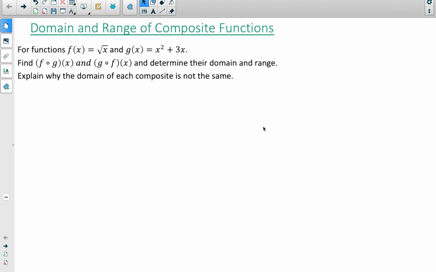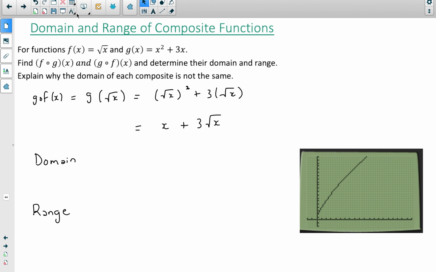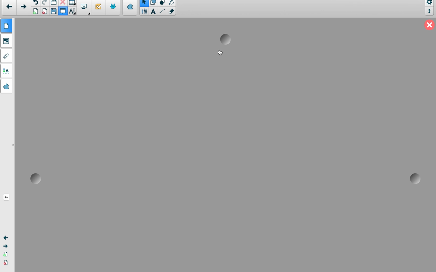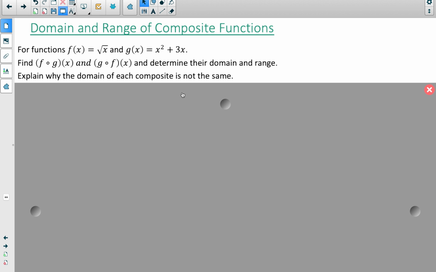I would encourage you to pause and try this question. I'm going to go through both compositions. The point is just to show why they're not the same. So I have f of g of x and g of f of x. I would encourage you to pause and try composing them on your own first, and then we're going to talk about the domain. So I'm actually going to start with the second one, g of f of x.